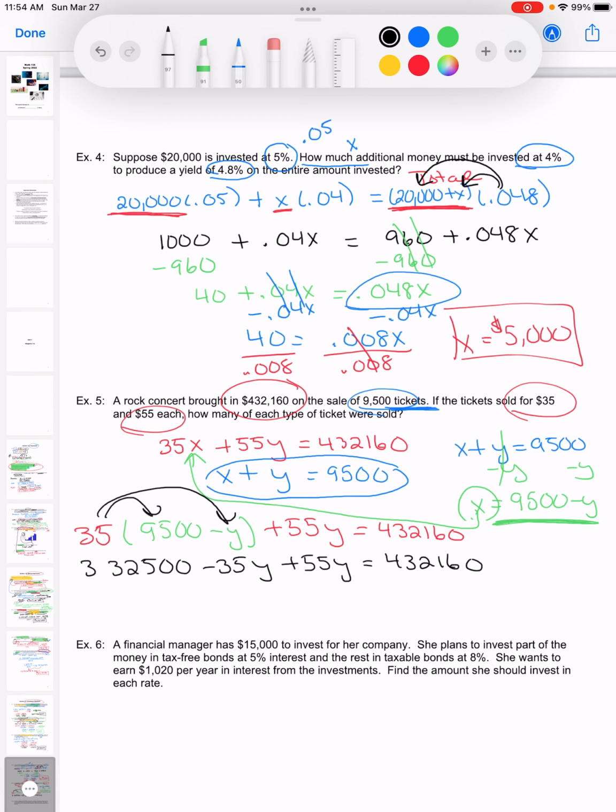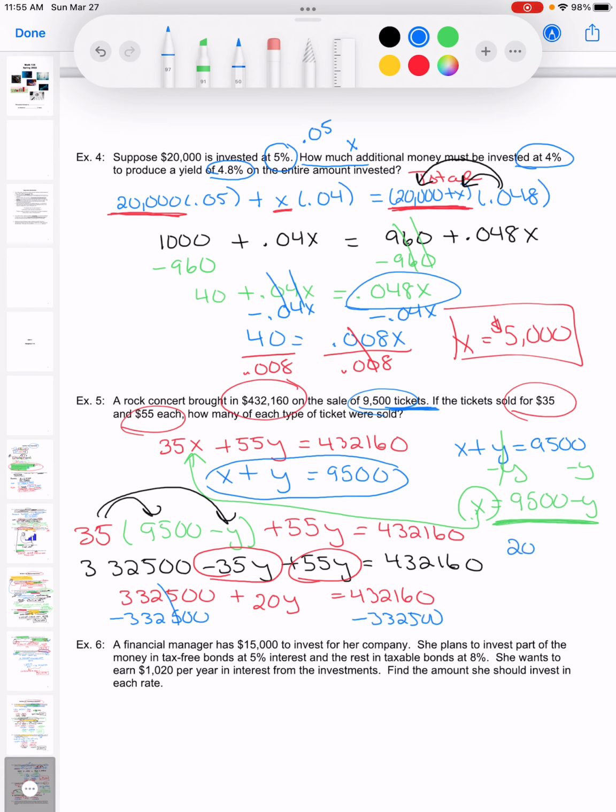I distributed that first parentheses. I kept the 55. I've got some like terms here. Like terms mean I do exactly what they say. I don't need to do the opposite or anything like that. Negative 35 plus 55 is 20Y. Trying to get that 20 by itself, so I'm going to move over the other numbers.